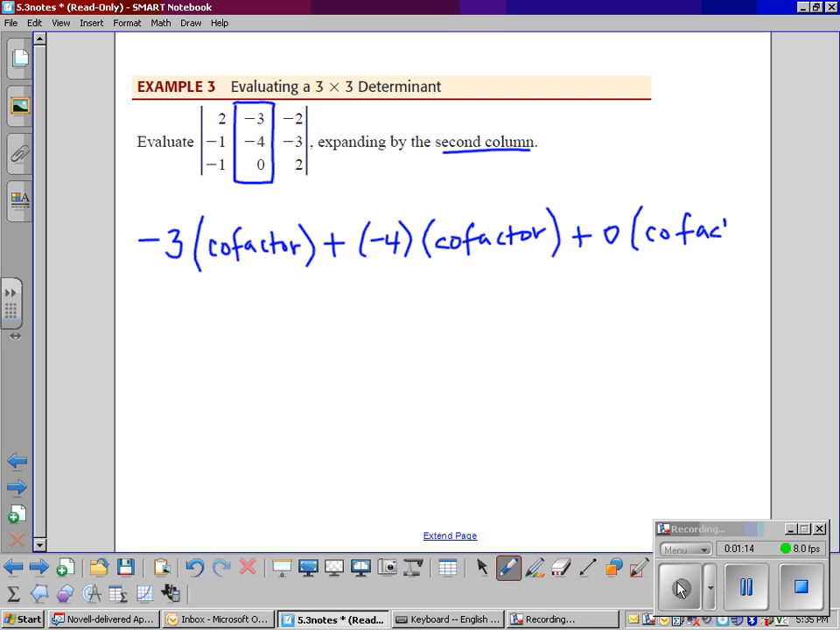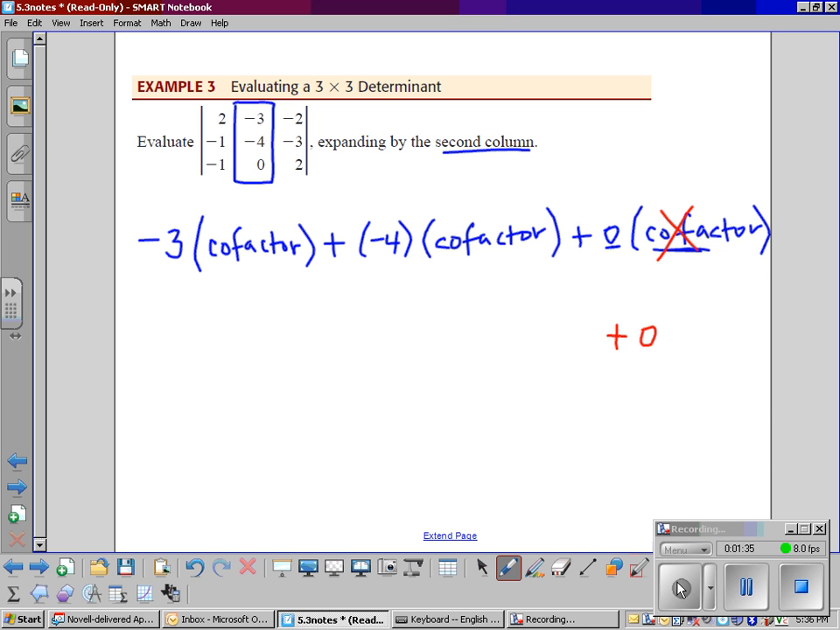Now hopefully you can see why it's a good idea to pick a row or a column that has a 0 in it, because if I multiply an element that is 0 by its cofactor, it really doesn't matter what the cofactor is, because whatever number it turns out to be when I multiply it by 0, I'm going to get a 0 for that term, so it saves me some work.